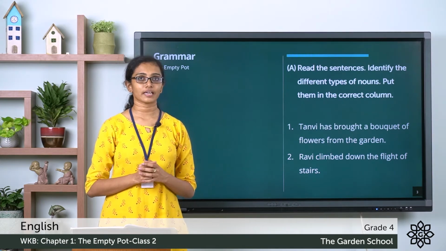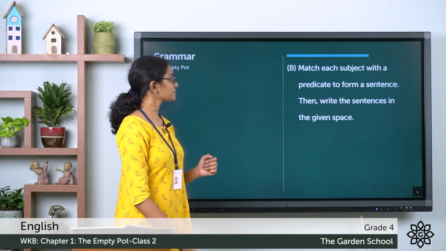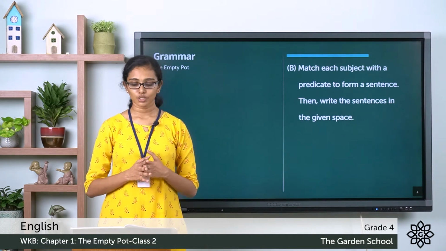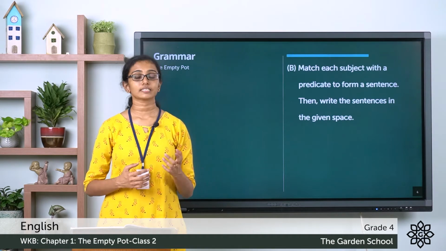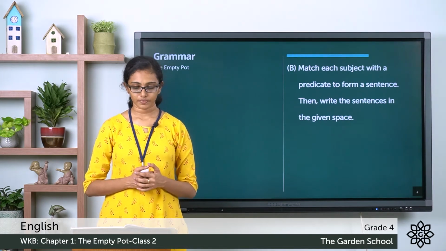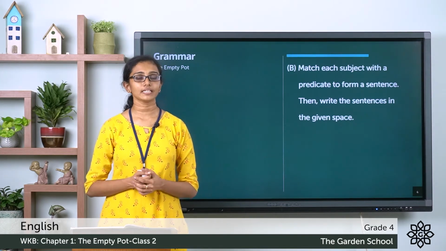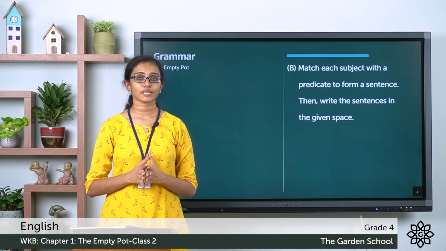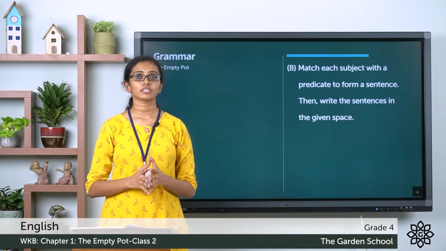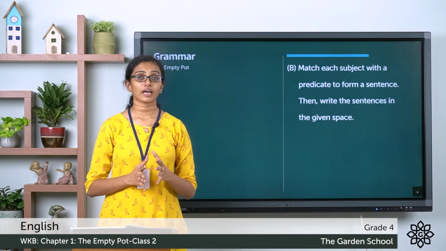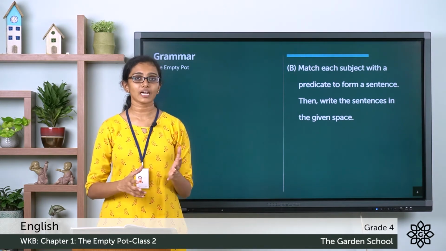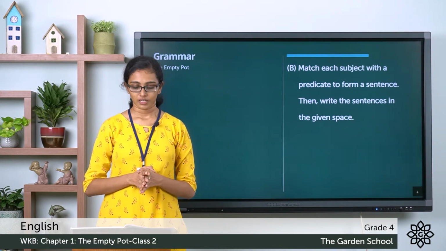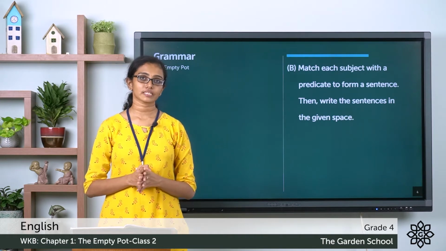Let's see what we have got there. In section B, the question is: match each subject with a predicate to form a sentence. Then write the sentences in the given space. So what is a subject and a predicate? So if you take a sentence, who or what the sentence is about, that is called the subject of the sentence. And what this subject is doing, or the action done by this subject, is called the predicate. That we have already learned in our previous classes.